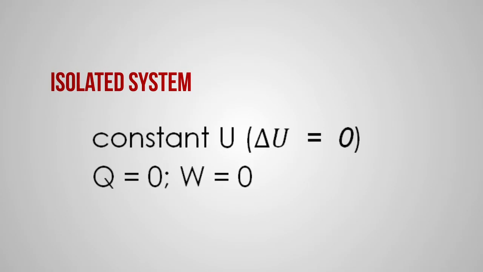Isolated system. Constant U, which stands for internal energy, delta U is equal to 0. Q, which stands for the heat added to the system, is equal to 0. W, which stands for the work done by the system, is equal to 0.